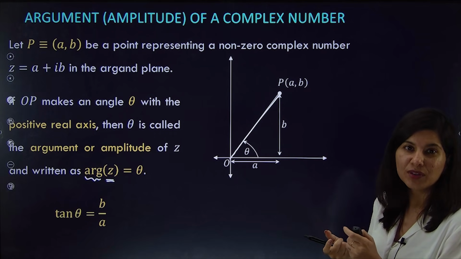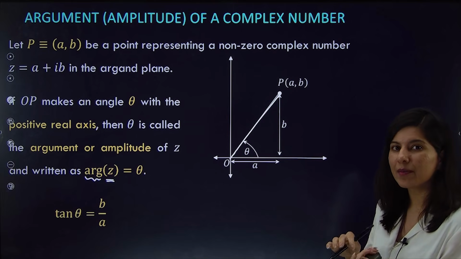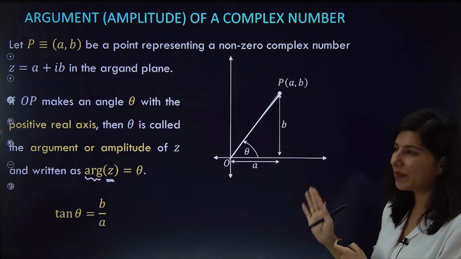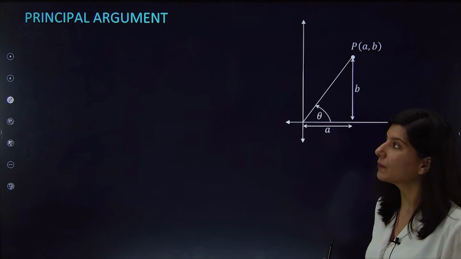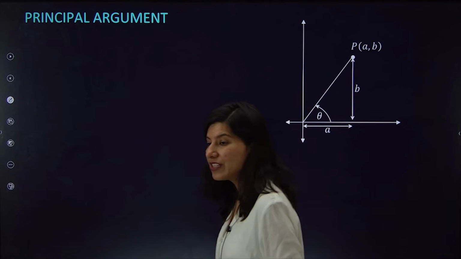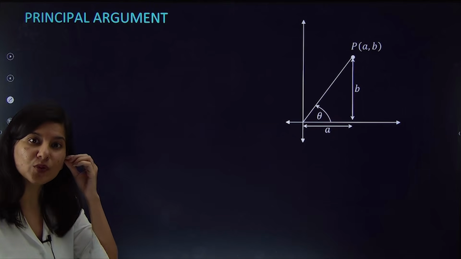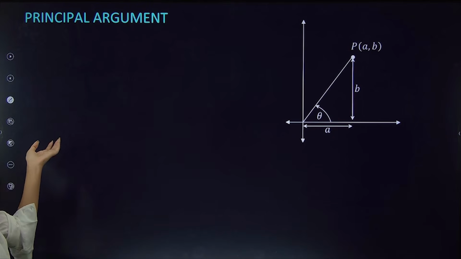Basically, you have to think about plus sign, minus sign, pi plus, pi minus, that we will study. But if it is in the first quadrant, if a and b both are positive, then it is very simple. Now, what is the difference between amplitude and argument, or what is the difference between principal argument?